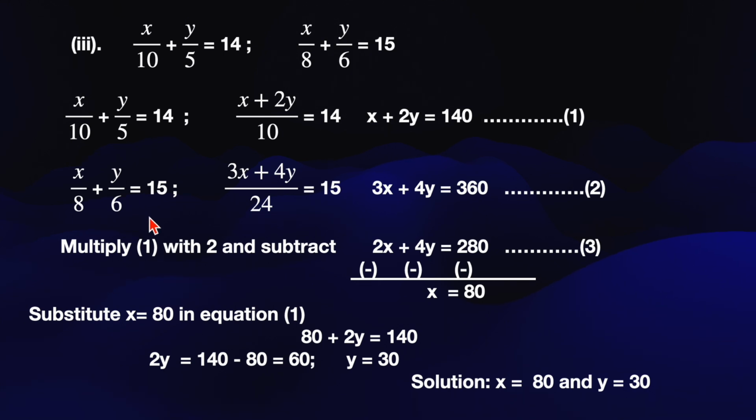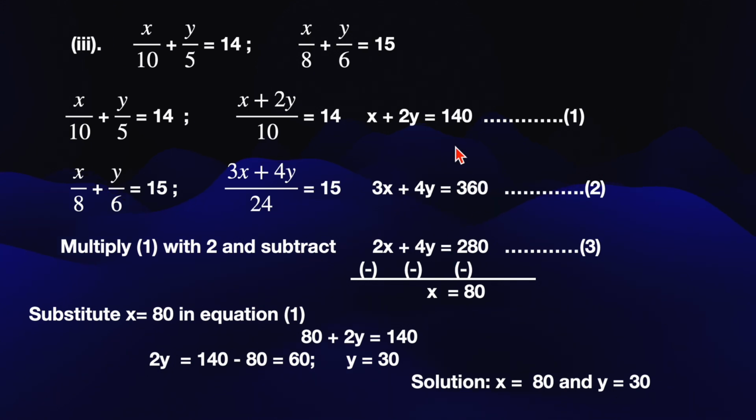The LCM here is 24. So the first fraction you will multiply by 3 upon 3. So you get 3x upon 24. The second fraction you will multiply by 4 by 4. So you will get 4y upon 24. 24 is the LCM, so write it like this, 3x plus 4y upon 24. Then multiply it here. You get 3x plus 4y is equal to 360. So these are the equations in the standard form.